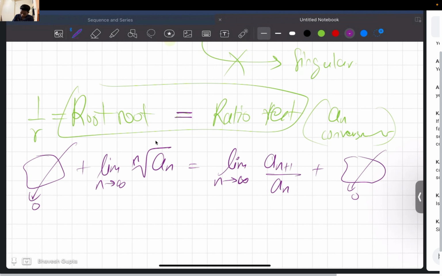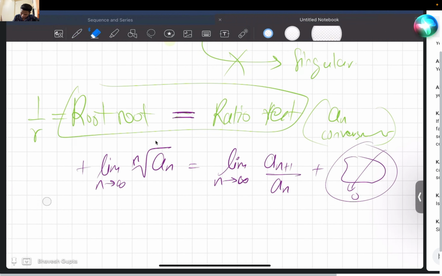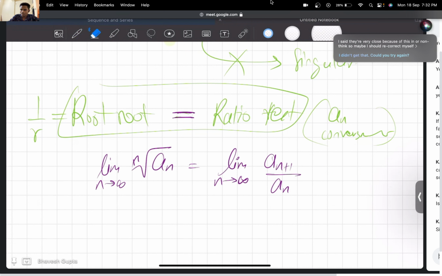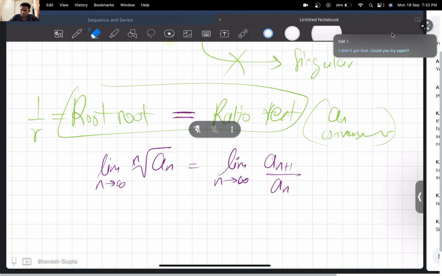Actually, they should be equal. I mean, they are equal. I said they are very close because of this extra term. So maybe I should correct myself here. They are equal. I didn't get that. Could you try again? I hope you got the idea. You got the point, right?